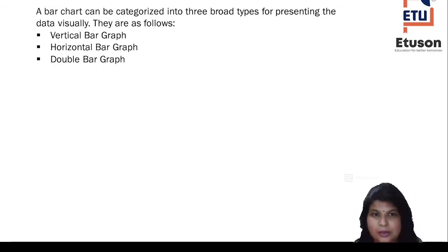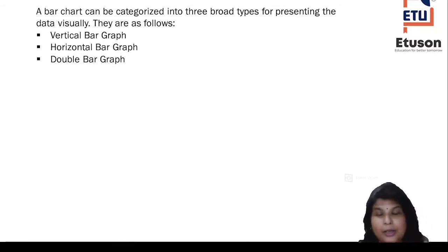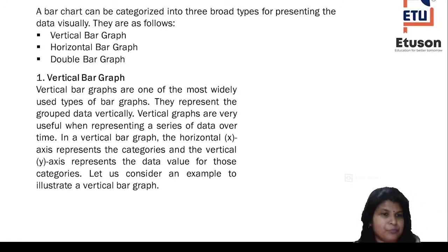Basically, depending on how it is plotted, whether the bars are in a vertical direction or horizontal direction, the bar graph is of two types, vertical and horizontal, and there is a special type that also exists, that is the double bar graph. So let us understand the different types of bar graphs one by one. The first one is the vertical bar graph.